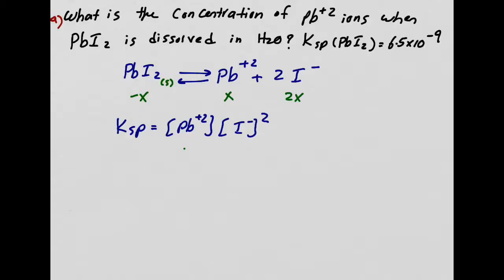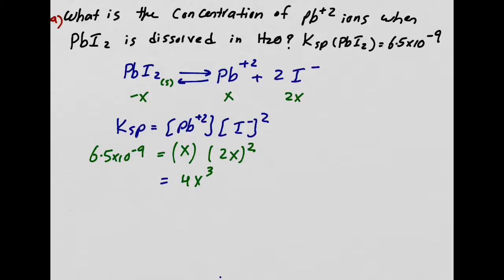Why is it not part of it? Because it's a solid. Now, my lead is X. Now, I minus is 2X to the power of 2. And the KSP is what? 6.5 times 10 to the minus 9. I mentioned this many times. So one more time, the 2X would be the concentration. You still have to do it to the power of 2. And don't forget to make sure you get the math right. If you get the math right, it will end up being 4x cubed.